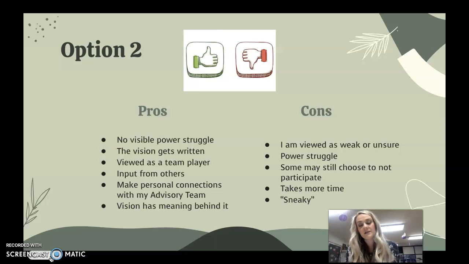Some cons: I can be viewed as weak or unsure. There could still be a power struggle. Some people might choose to not participate. It's going to take more time to make those phone calls to everybody. And some people could view what I'm doing as sneaky.